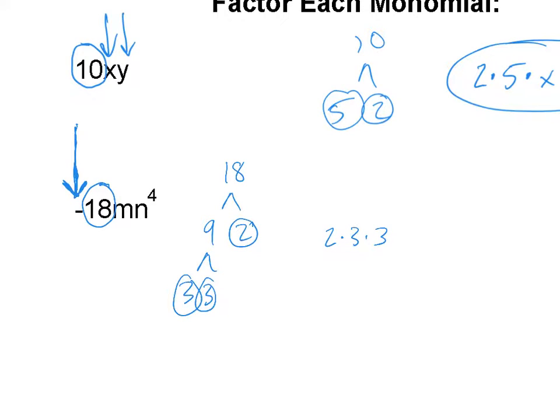Now, remember, it was a negative number, so I have to add negative 1 to the beginning of mine. Because 2 times 3 times 3 gives me 18, but it's negative 18. So to make it negative, you put a negative 1 in your factoring. Okay, does that make sense? We'll do one in our assignment where we have to do that too.